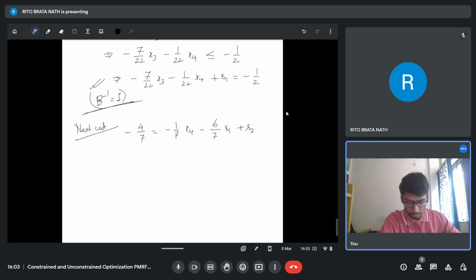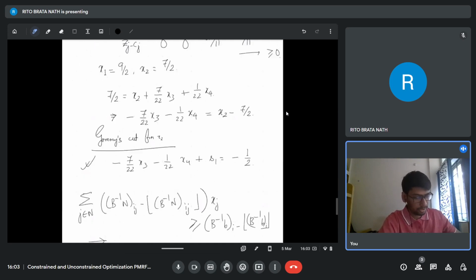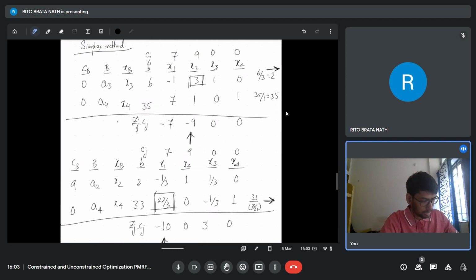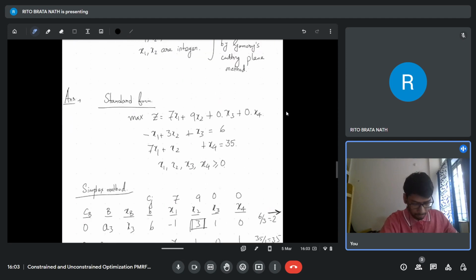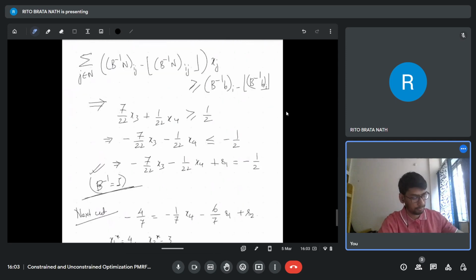Finally, what you will obtain is x1 star equals 4, x2 star equals 3, and that will be your optimality. Since you have got to an integer point, your z star will be 7 times 4, 28, plus 9 times 3, 27. So it's 55.